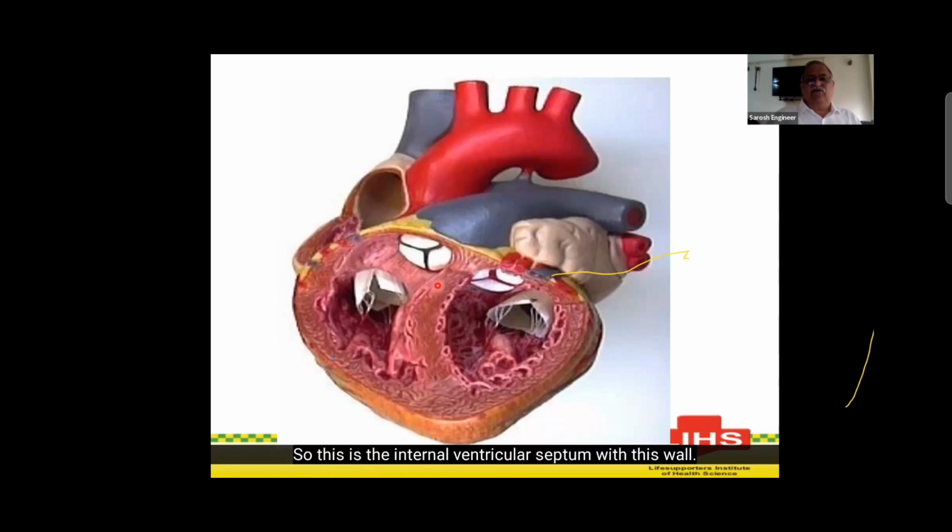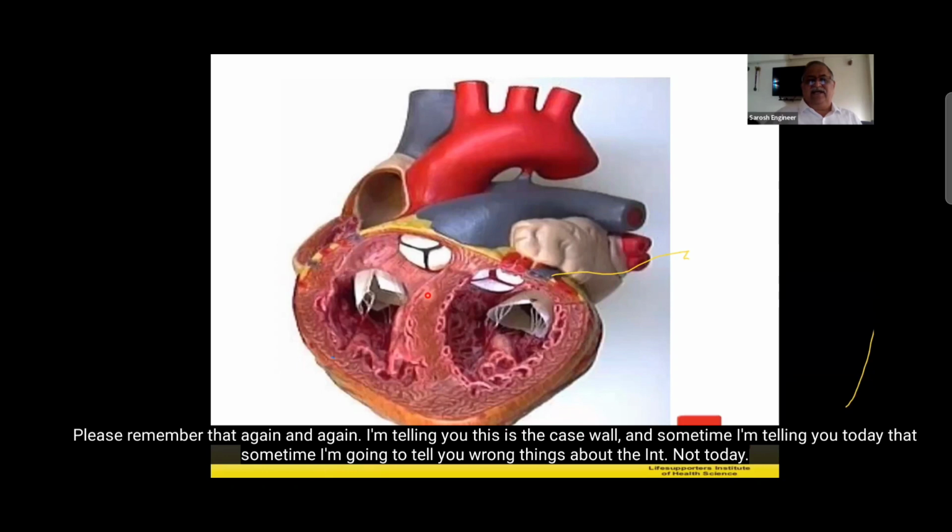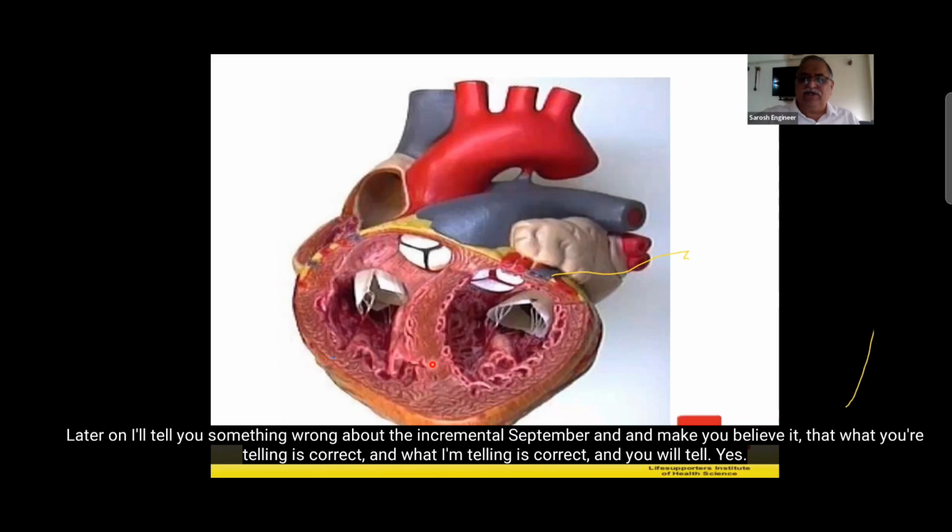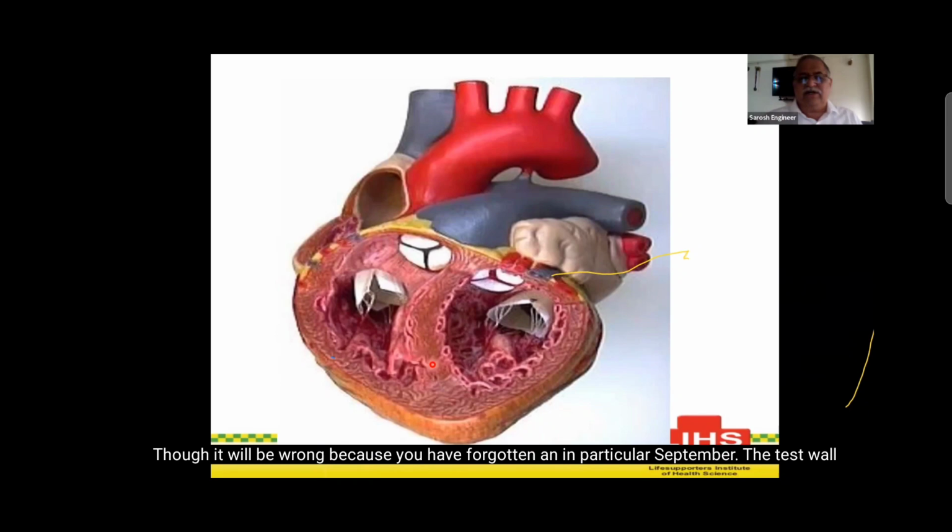So this is the interventricular septum, thickest wall. Please remember that. Again and again, I'm telling you this is the thickest wall. Later on, I'll tell you something wrong about the interventricular septum, and I'll make you believe that what you're telling is correct and what I'm telling is correct, and you will say yes. Though it will be wrong because you have forgotten the interventricular septum is the thickest wall.